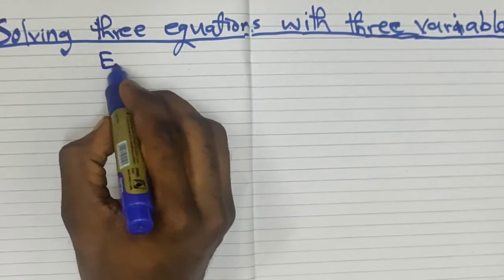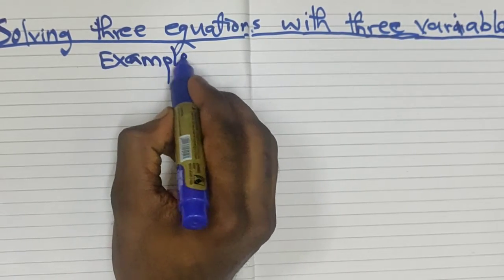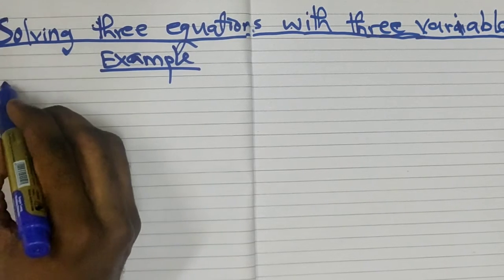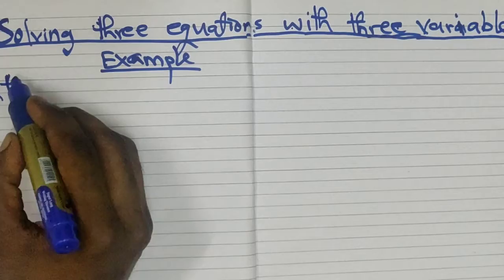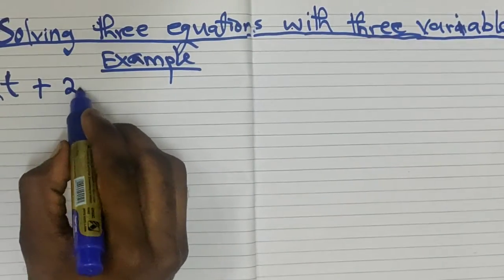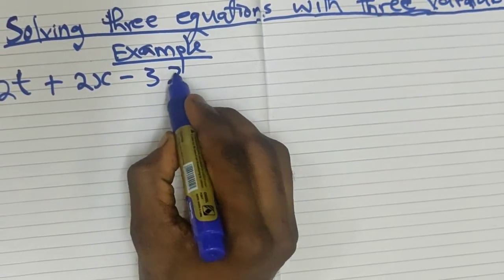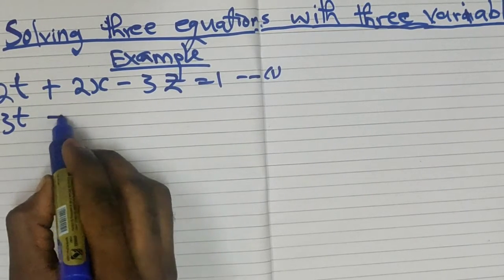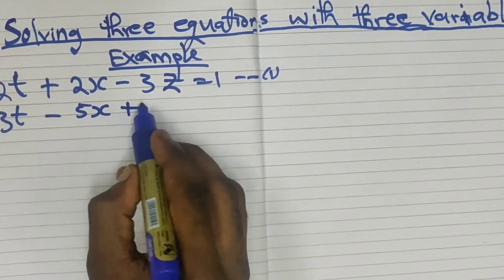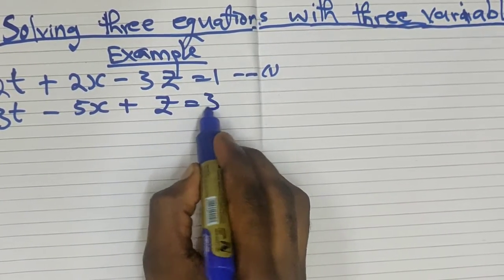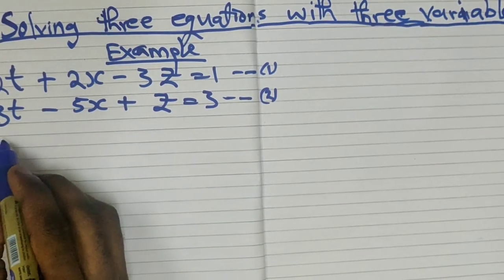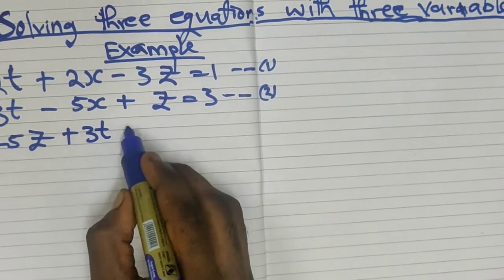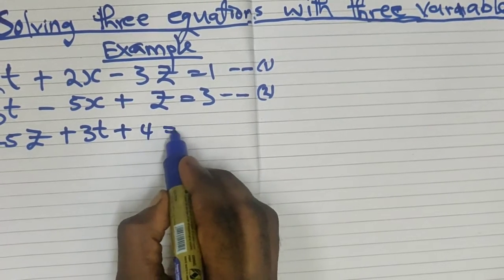So, example. So let's say we have 2t plus 2x minus 3z equals 1, equation 1. 3t minus 5x plus z equals 3, equation 2. Negative 5z plus 3t plus 4 equals x.